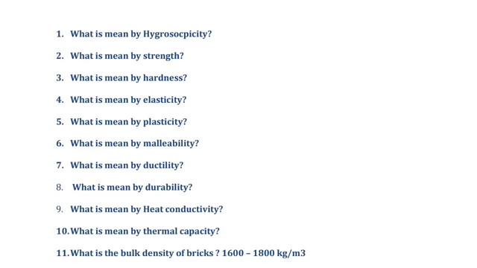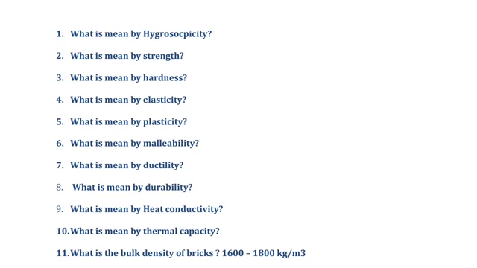In this video we are going to learn about the important MCQ questions asked in the properties of materials. Now we will see. The first question is what is meant by hygroscopicity? Hygroscopicity is nothing but the ability to absorb water from air or to absorb water from the surroundings. That is known as hygroscopicity. Please remember, to absorb water from air or to absorb water from the surroundings.